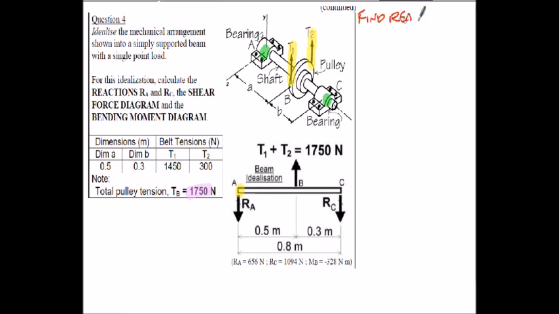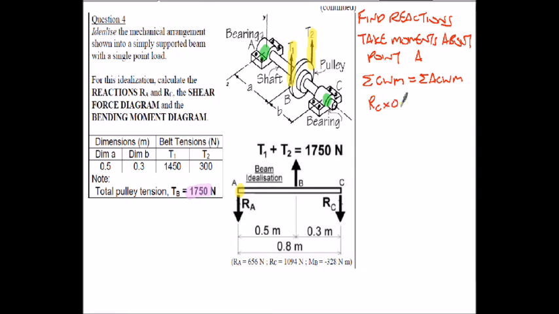So find reactions, they've called them RA and RC. Summation of the clockwise moments equals the summation of the anti-clockwise moments. So about the left hand end, clockwise moments would be RC this time multiplied by 0.8 meters, looking at the beam. So there's my RC. Okay, that's force RC, and we multiply it by the distance we are away from RA, so that distance is 0.8 here. And that's a clockwise sense, going in this sense about the point A.